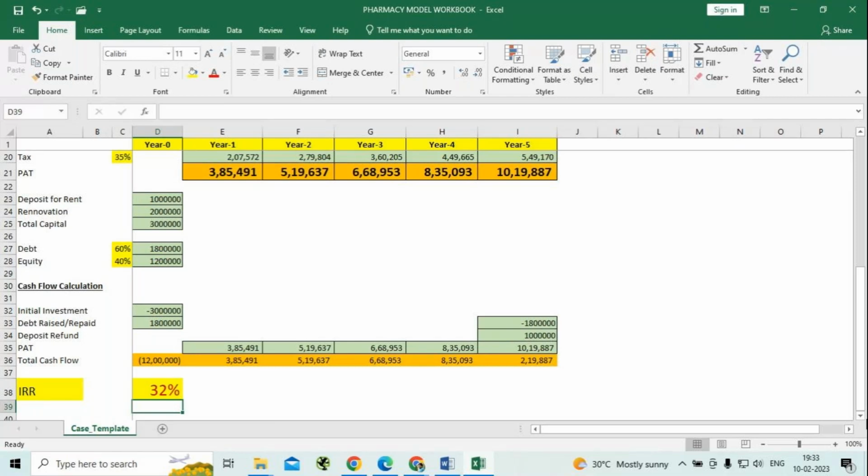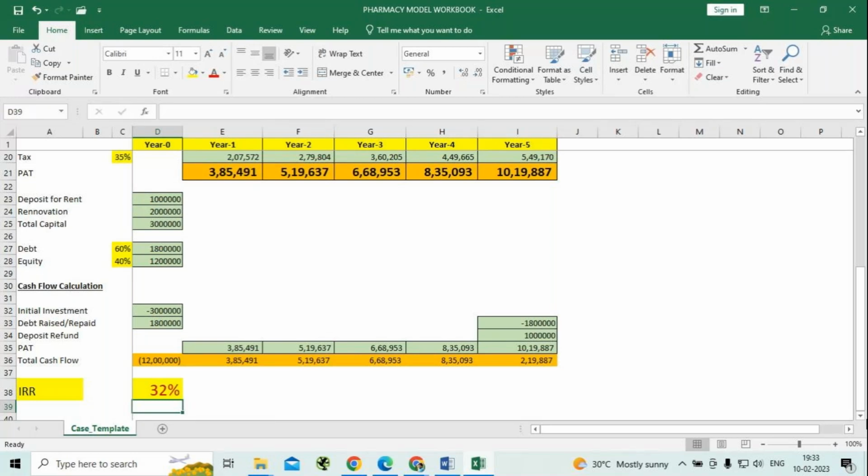So is it now advisable for a financial analyst to go ahead with this franchisee or not? So we expected 20% and it has crossed 20%. That means we can suggest to this business owner to go ahead with this franchisee.